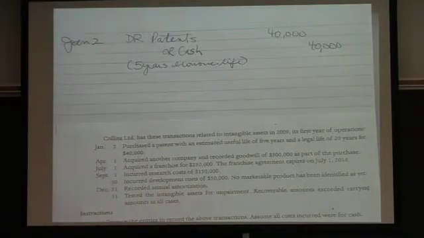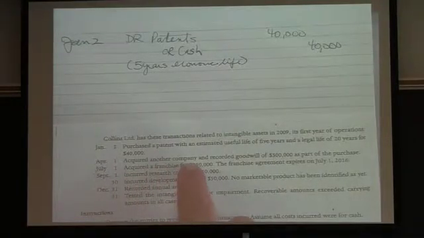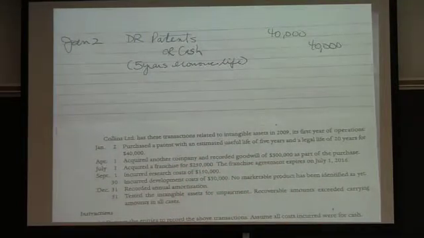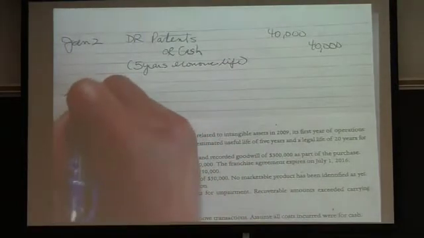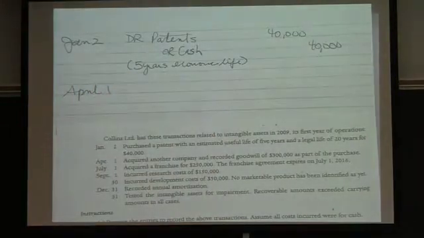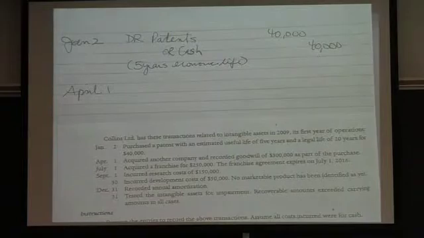Just as a reminder that this asset has to be amortized over 5 years. On April 1st, this company acquired another company and recorded goodwill of $300,000 as part of the purchase. So here we're not asked to calculate goodwill, but normally goodwill only arises when a company buys another company, whether it's an asset purchase or a share purchase, and they end up paying more than the fair value of the net asset or the fair value of the business. And that's what goodwill is.